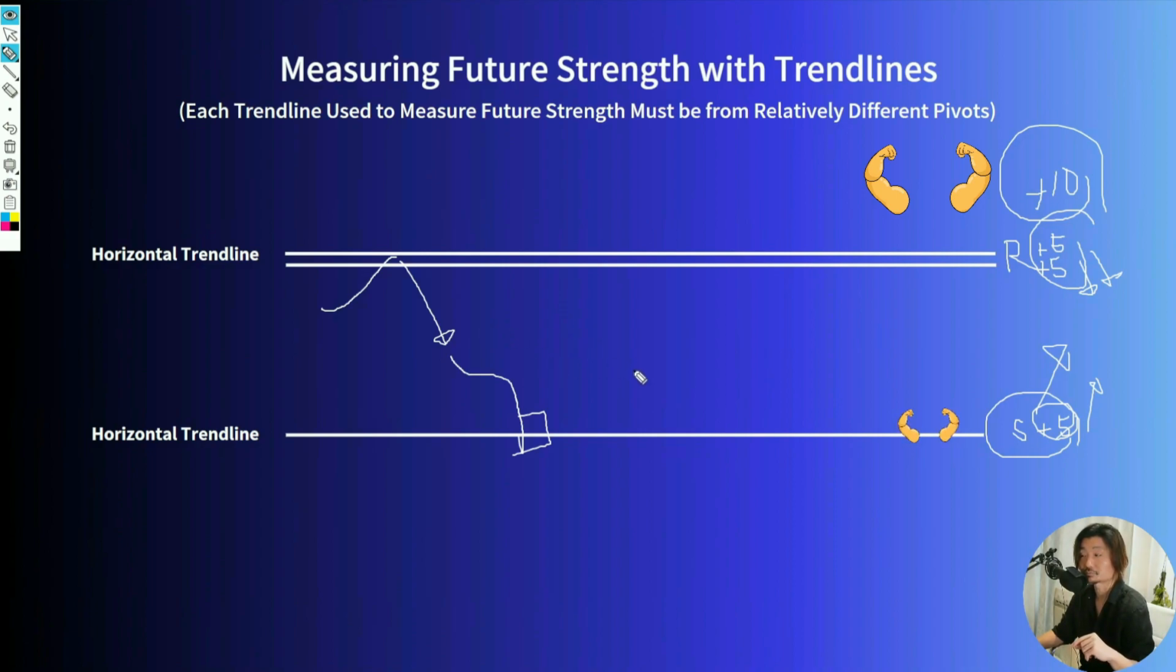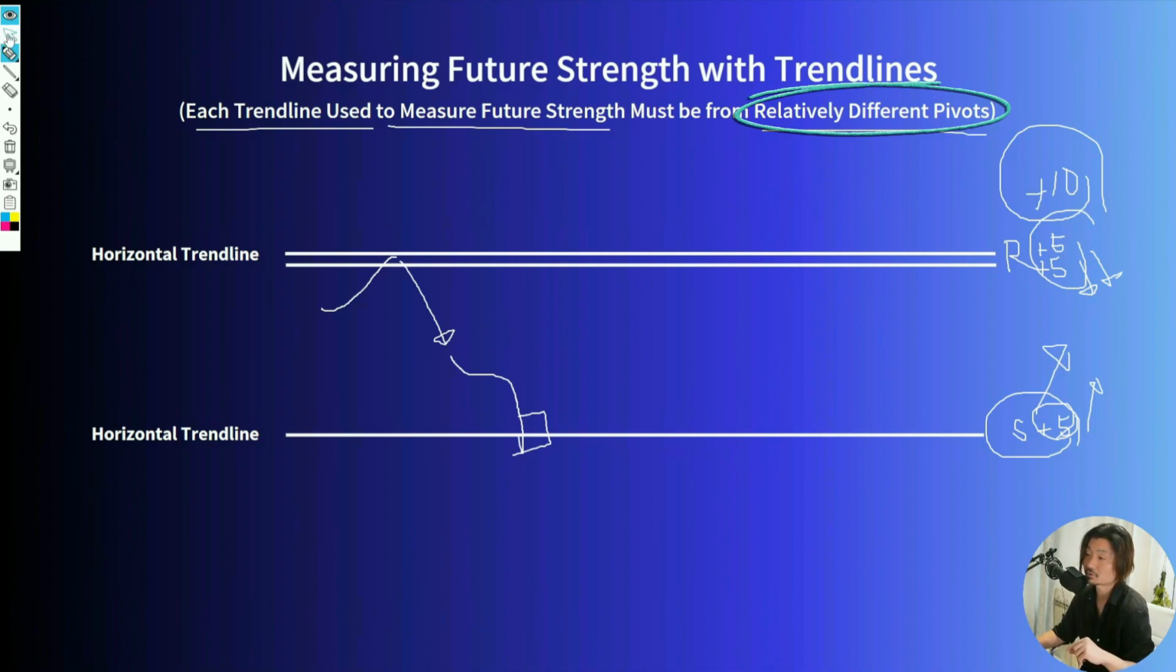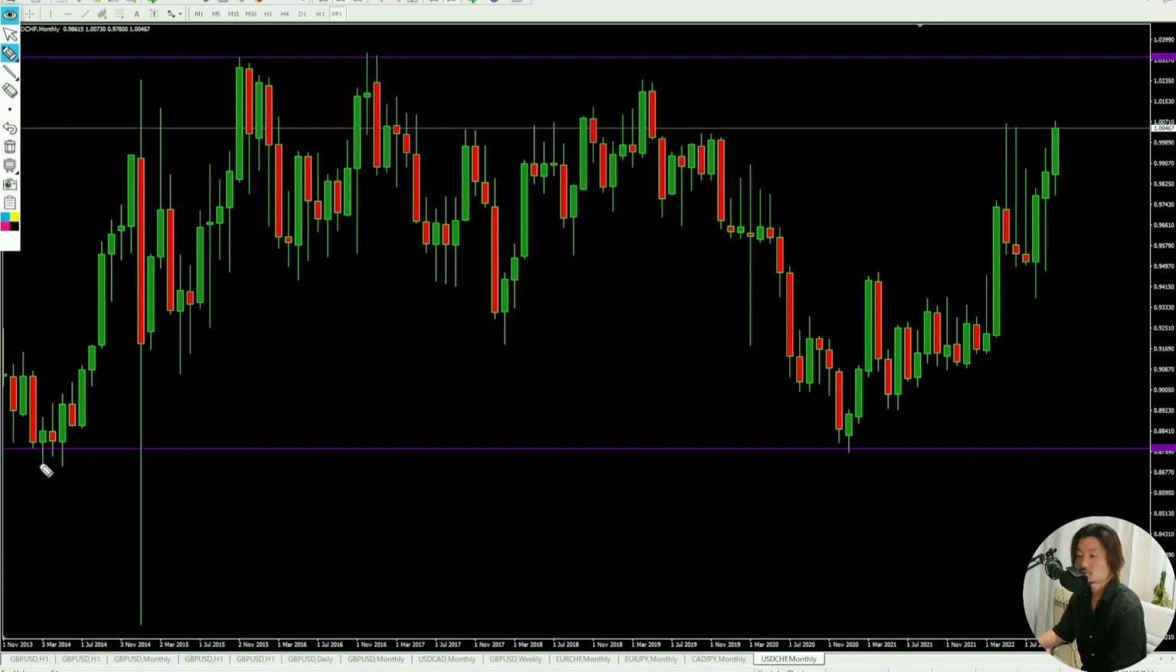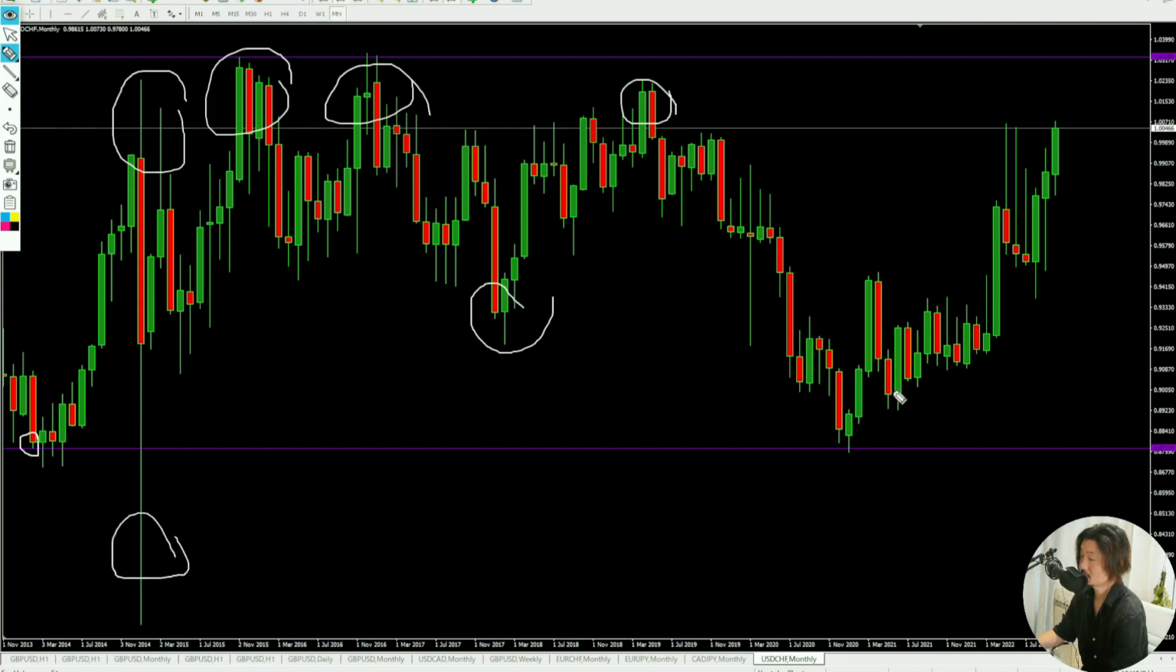In this currency pair. Okay. However, that said, each trend line you use to measure future strength must be from relatively different pivots. Let me go ahead and explain this to you. Take this trend line down here, which was attached to this pivot right here. Each trend line must be from relatively different pivots. Now, pivots are turning points in price. So you see at this point, these are all turning points in price where price went down, right? Here, at this point, price went up, price went up, price went up, right? So a turning point of price is what's referred to as a pivot. And these areas right here are not pivots, right? Because they're not turning points in price.